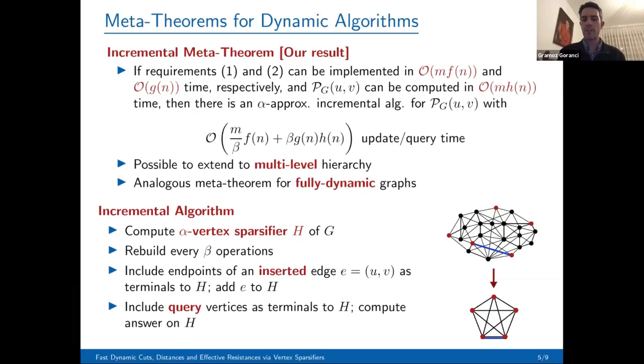Whenever you have a query, you do the same. If you're looking, for example, for approximating max flow, and you are asking, what is the max flow between u and v? You take u and v, append them as terminals to H, then compute the max flow answer on H and report this as an approximate answer, right? So this is essentially the algorithm, and it's a two-line proof to show that you get this running time, okay?